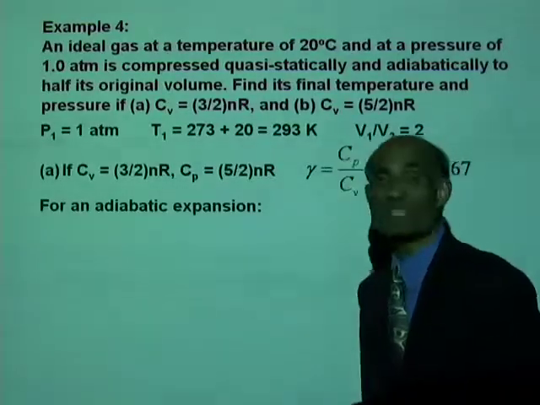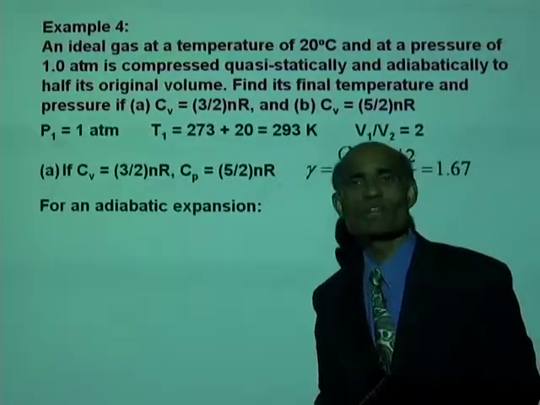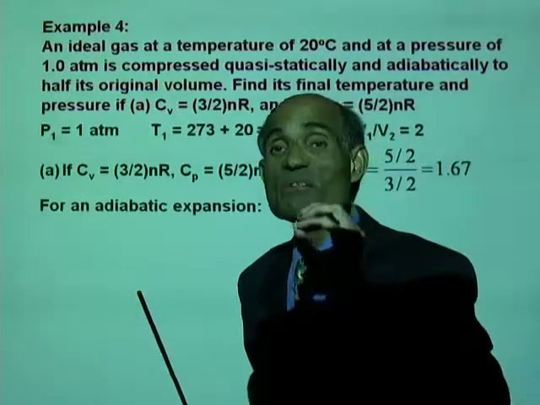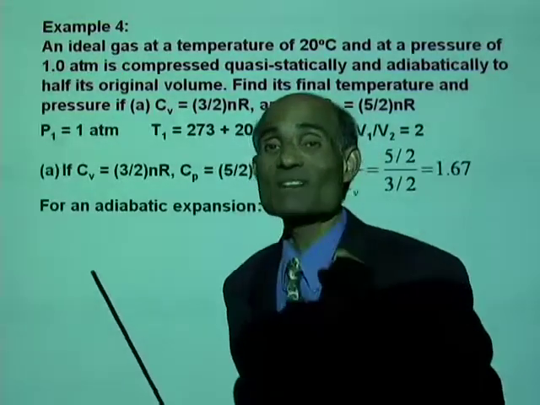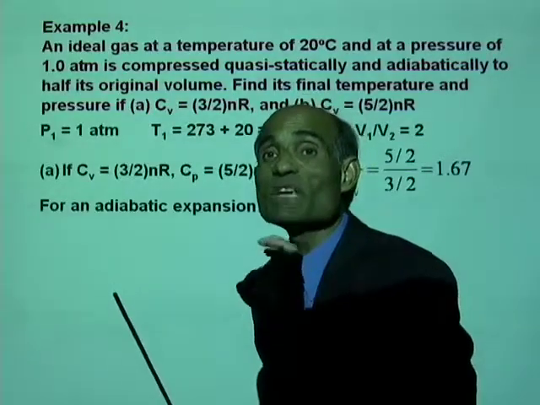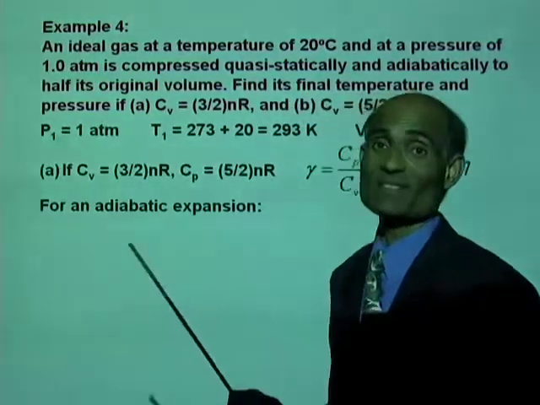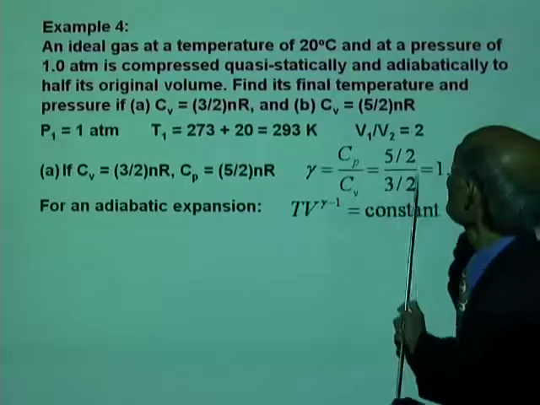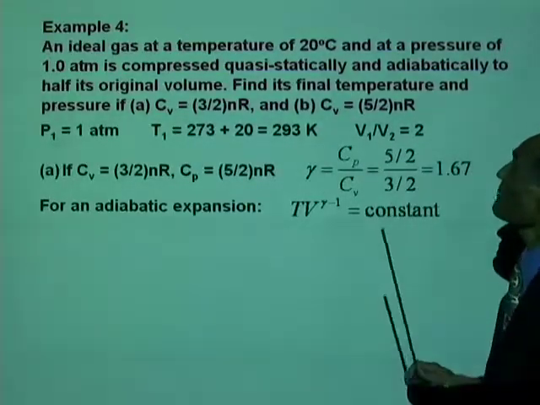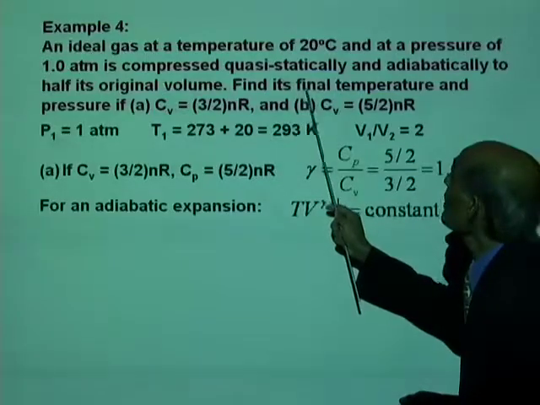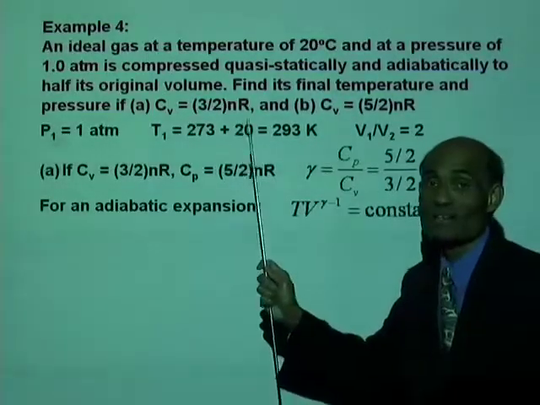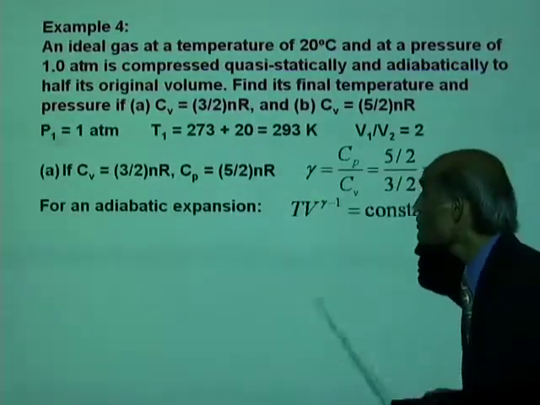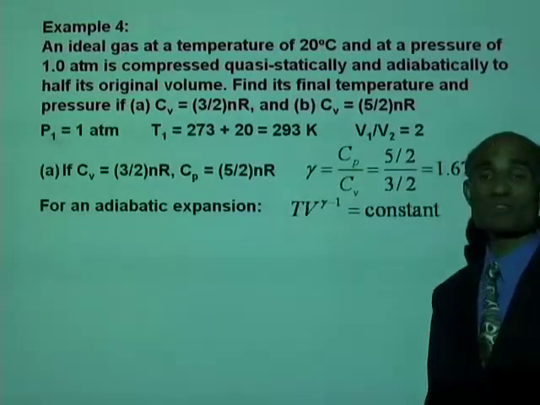For an adiabatic expansion, alright, what are the equations for the adiabatic expansion? We got 2 equations. TV to the power of gamma minus 1 is a constant, or PV to the power of gamma is a constant. Now, which of that are we going to use here? Well, we're going to use TV to the power of gamma minus 1 is a constant because we want to find its final temperature. So we have the initial temperature, we want to find the final temperature, so we use TV to the power of gamma minus 1 is a constant.